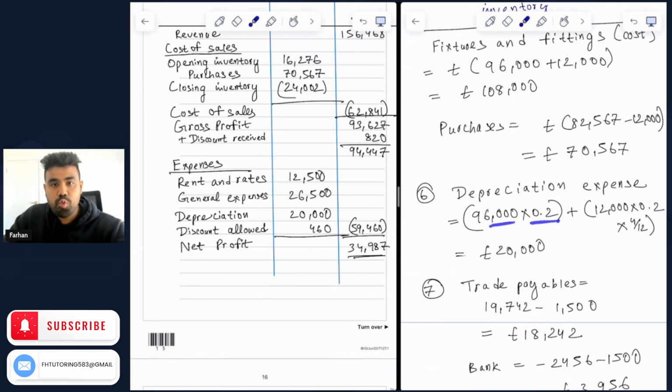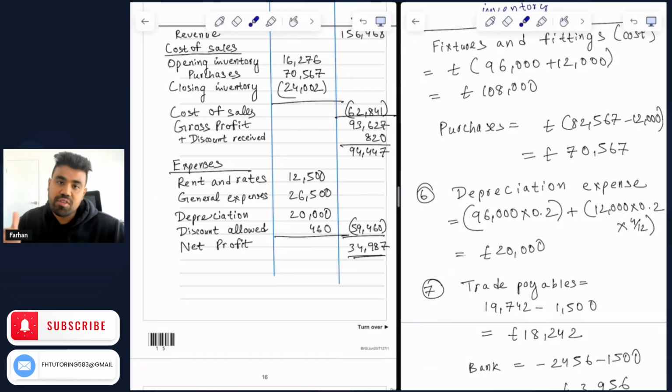So those assets were in use throughout the entire financial year. We also know that we have purchased £12,000 worth of fixtures and fittings on 1 December 2019, and that must also be depreciated at 20% straight line method. But then we are multiplying 4 over 12. Why? Because from 1st of December 2019, which is the day the asset was purchased, until 31 March 2020, which is when we are preparing the income statement, we have 4 months of use.